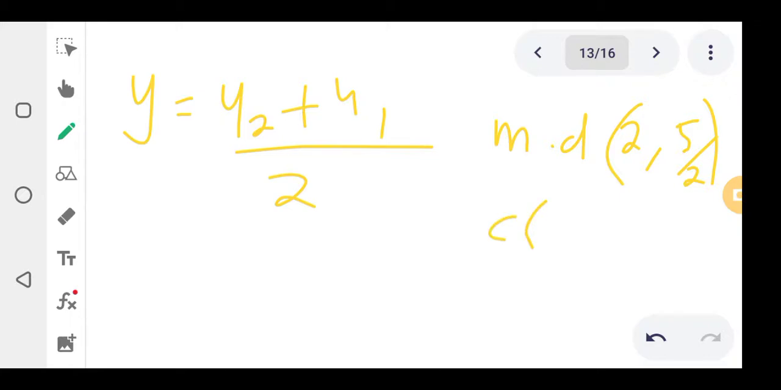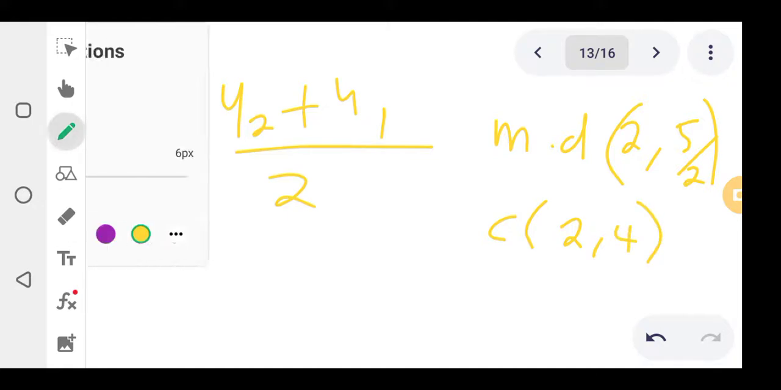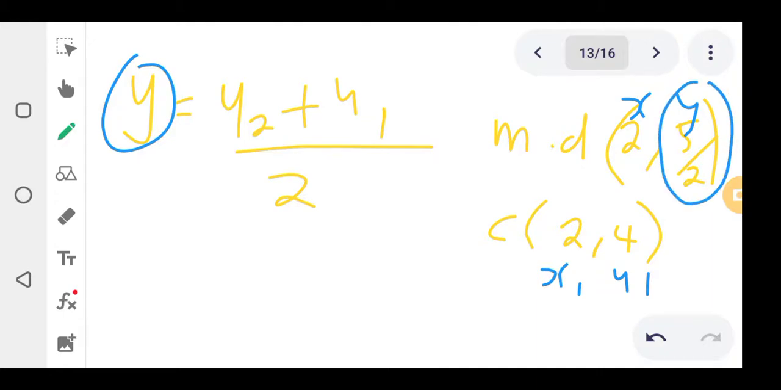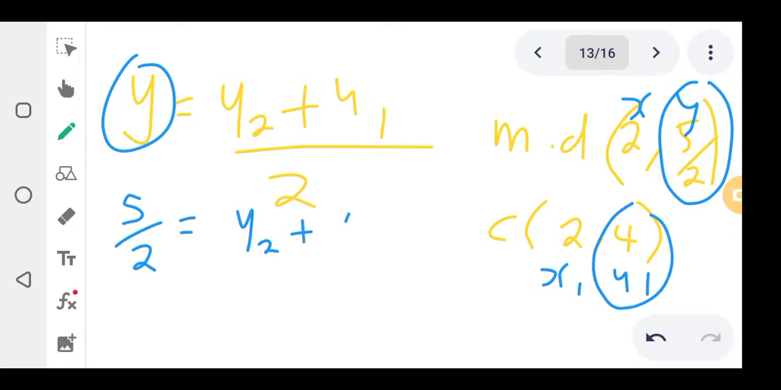And then point C is 2, 4. Okay. So we have x1, y1. This is x, this is y. So here where is y, this y here, which is 5 over 2. So there I put 5 over 2 is equal to y2 plus y1, this one here, 4. So I put 4 there over 2. Okay, then you cross multiply.